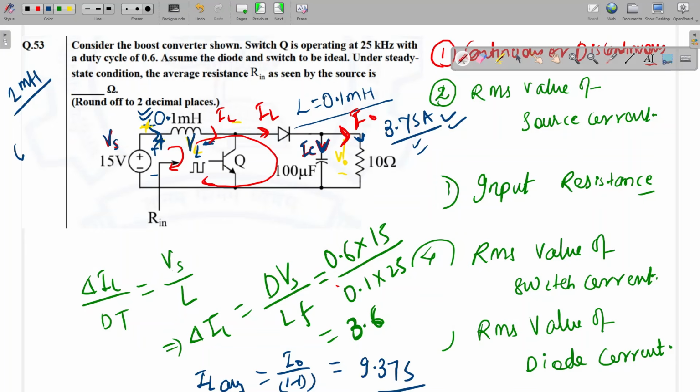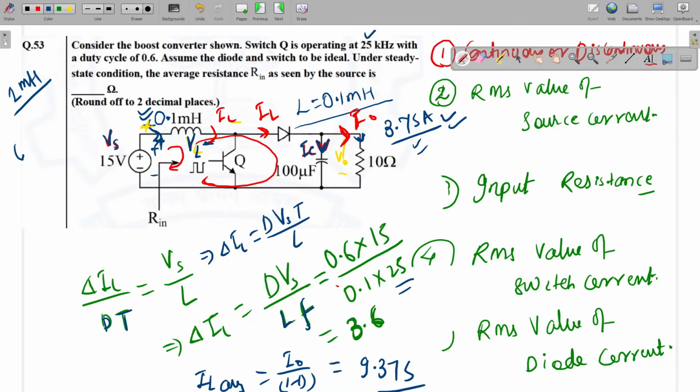Sir, what is this 25? This 25 is the frequency, and T is the time period. Delta I will be d Vs T by L, so T will come in the denominator and it becomes F. Delta IL is equal to d Vs T by L, so with T in the denominator, d Vs by LF. Frequency is given here as 25 kilohertz. Is it clear?